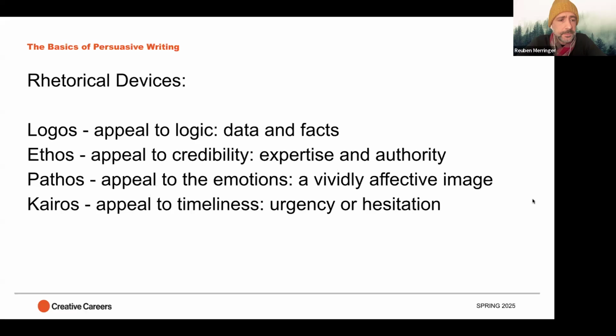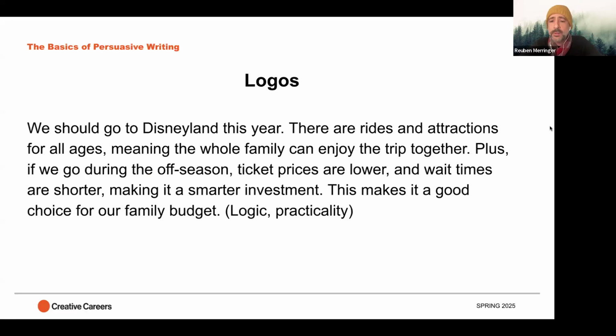So next slide. I'm going to use Disneyland because everyone loves Disneyland, or maybe not, but I do. Imagine you're trying to convince your parents to take you to Disneyland this year. So for logos, you would say, we should go to Disneyland this year. That's your main thesis. There are rides and attractions for all ages, meaning the whole family can enjoy the trip together. Plus, if we go during the off season, ticket prices are lower and wait times are shorter, making it a smarter investment. This makes it a good choice for our family budget. Kind of wrapping it up there with that conclusion. So that's using logic and practicality in order to persuade your parents to take you to Disneyland.